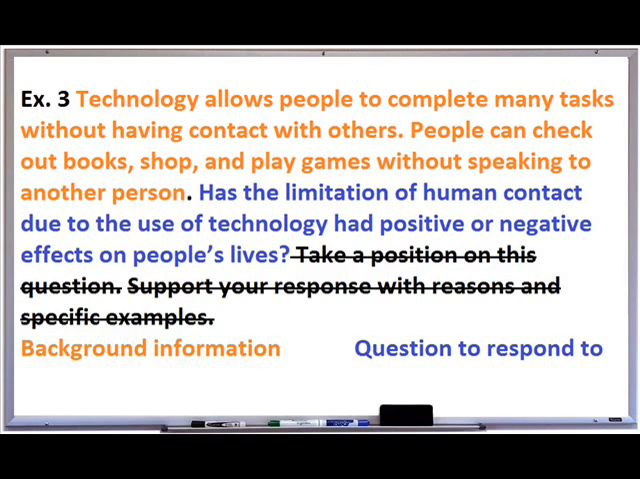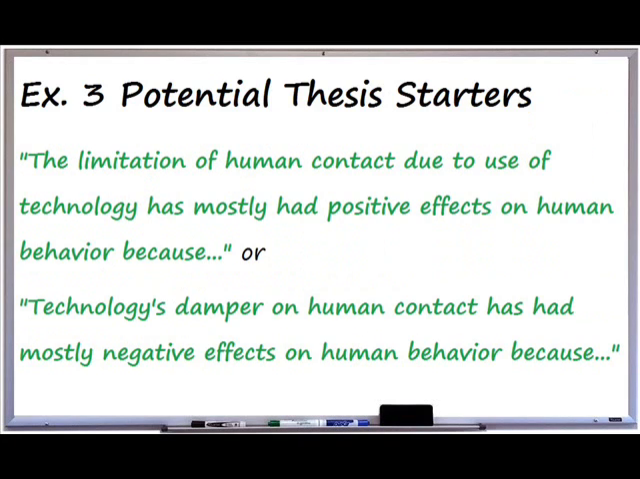Again, the information before the question is just background introduction information that we can consider as material for brainstorming. Because of the question itself, our thesis should start with something like, the limitation of human contact due to the use of technology has mostly had positive effects on human behavior because, or, technology's damper on human contact has had mostly negative effects on human behavior because.